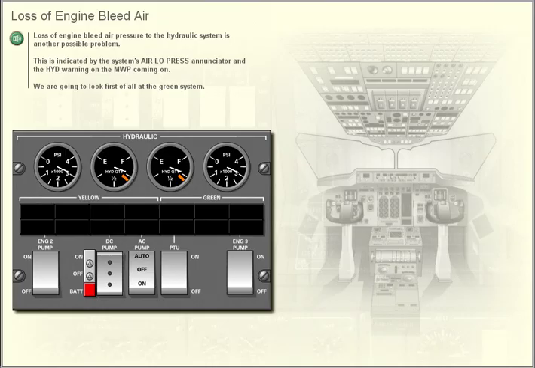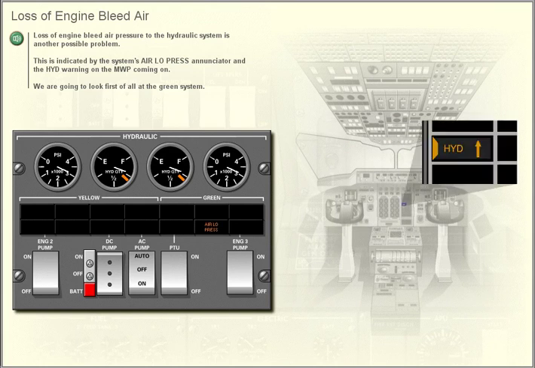Loss of engine bleed air. Loss of engine bleed air pressure to the hydraulic system is another possible problem. This is indicated by the system's air low pressure annunciator and the hydraulic warning on the master warning panel coming on. We are going to look first of all at the green system.